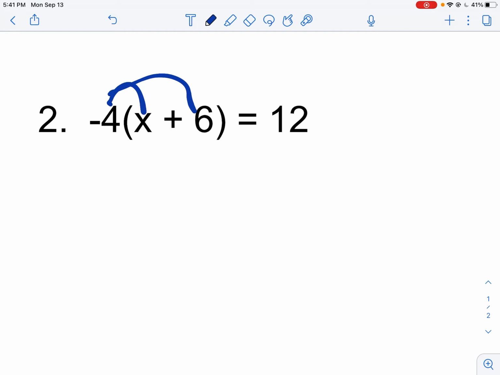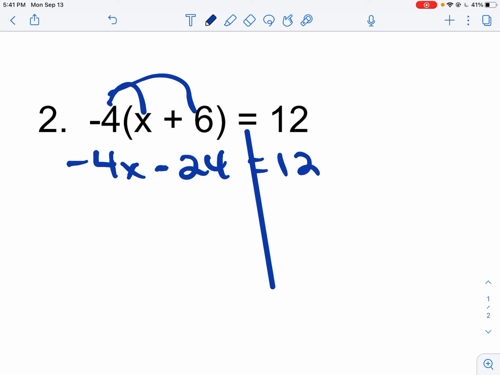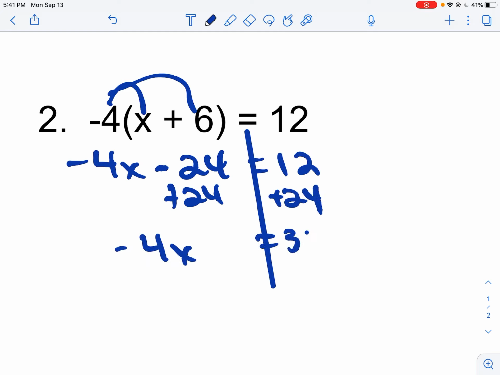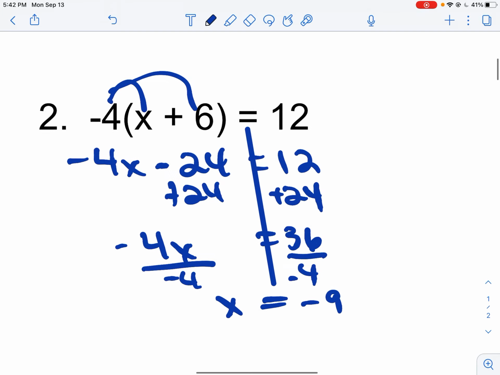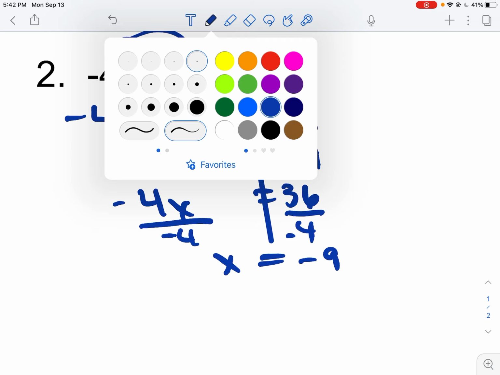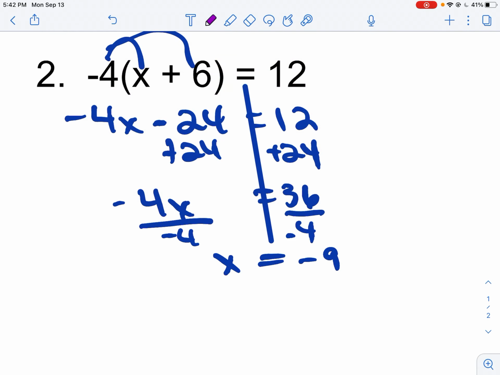Okay, so let's look at this one. This does have distributive property, so I am going to distribute. I get negative 4x minus 24 equals 12. I add 24 to both sides of the equal sign. I get negative 4x equals 36. I divide by negative 4 on both sides, and I get x equals negative 9.